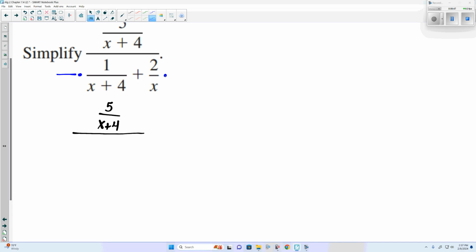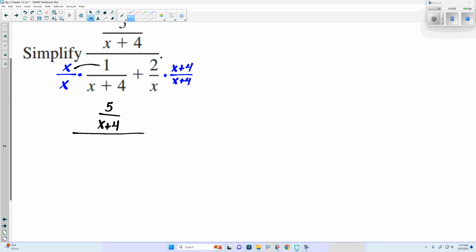And to do that, we need to get their denominators to be the same so we can add them together. Well, our two denominators, one of them is x plus 4, the other is x. So the one on the left, our x plus 4, to get it to be the same, we're going to multiply top and bottom by x. And our 2 over x, we need to multiply top and bottom by x plus 4, so the denominators are the same.